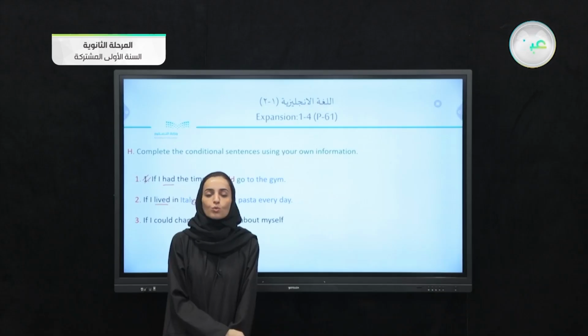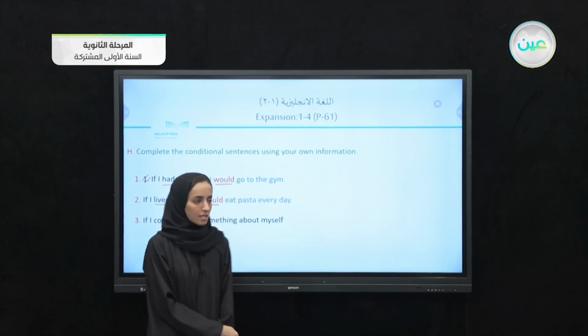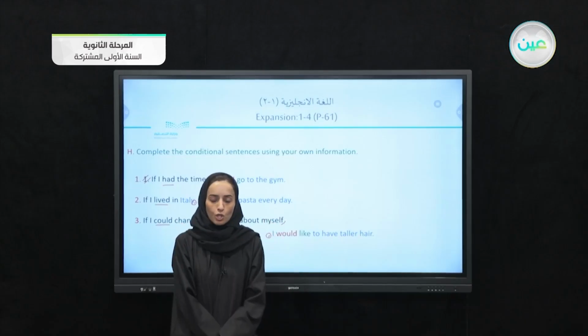Notice we have used would. You can use could, I might as well. If I could change something about myself, I can't change, then I would like to have taller hair. Notice that I have used the comma. I have short hair. I would like to have longer hair.